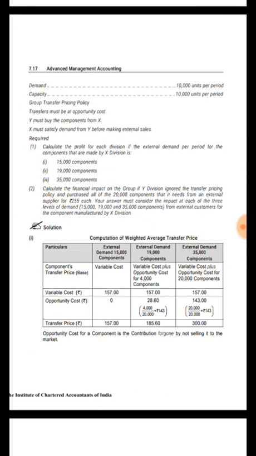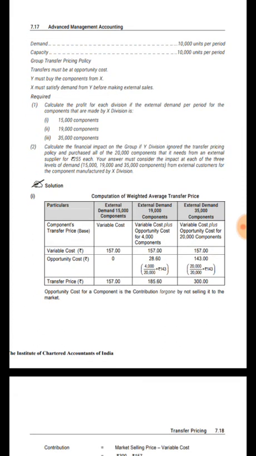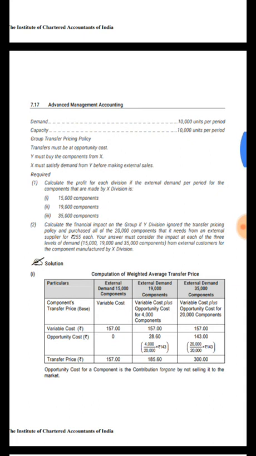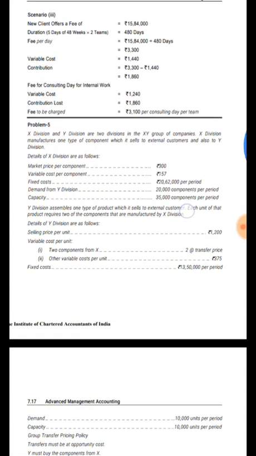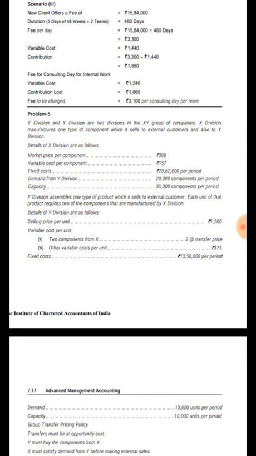So, computation of weighted average transfer price. See, the external demand could be 15,000, 19,000 or 35,000. So the component's transfer price, if it is 15,000, is only variable cost. Why only variable cost? Because their capacity is 35,000, and demand from Y is 20,000.